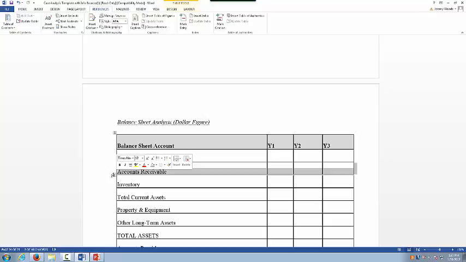Yes? So what if they have comparative financial statements? What would you do if they don't have 3 and they're just using 2 years? If you can only find 2 years, use 2 years.